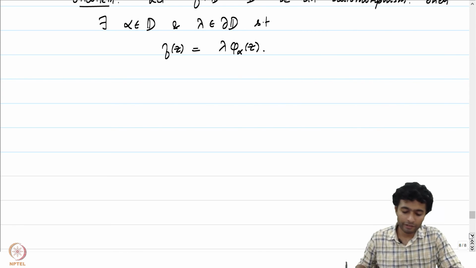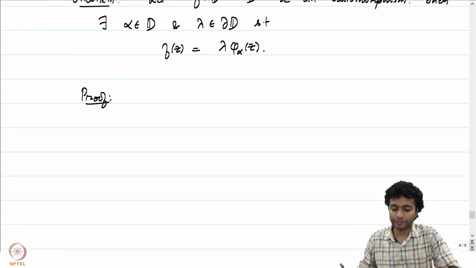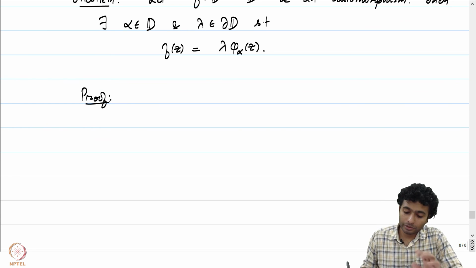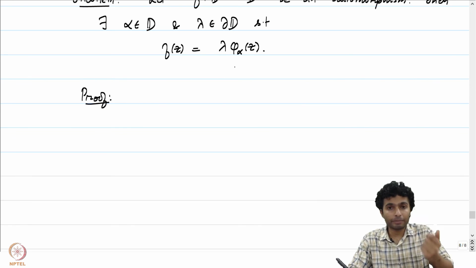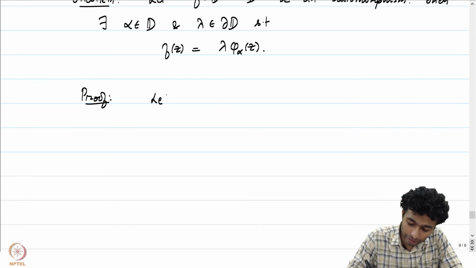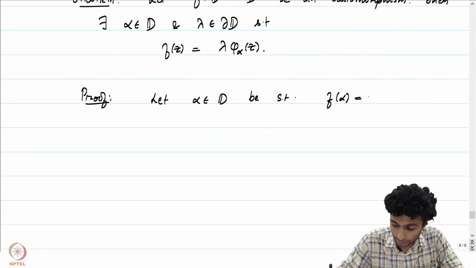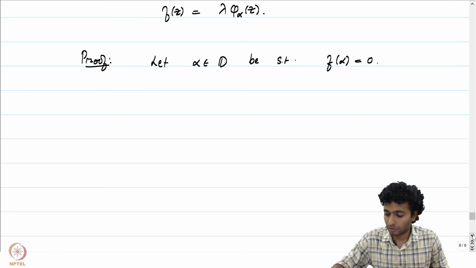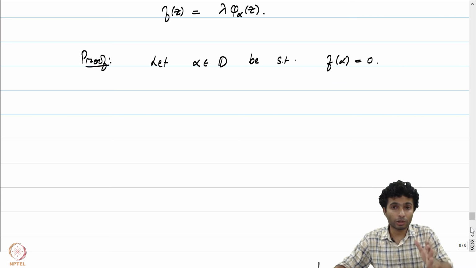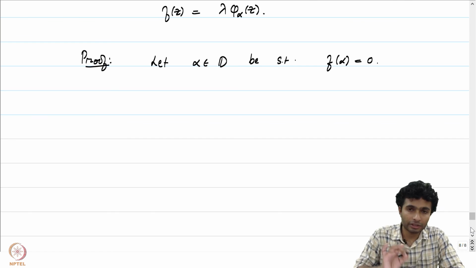We have done all the hard work to prove this result. The proof is now going to be just a few lines. The first thing to notice is that f being an automorphism will have a pre-image of 0. Let α in D be such that f(α) is equal to 0. Remember that f is an automorphism, so in particular it's injective and there is only one such α.